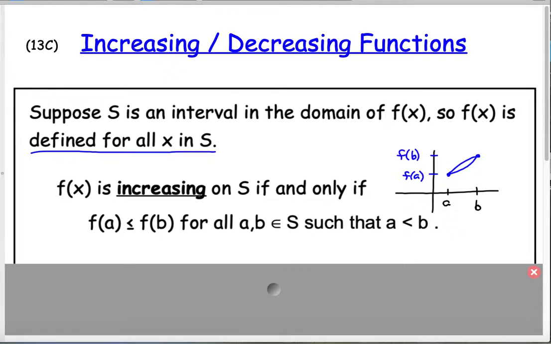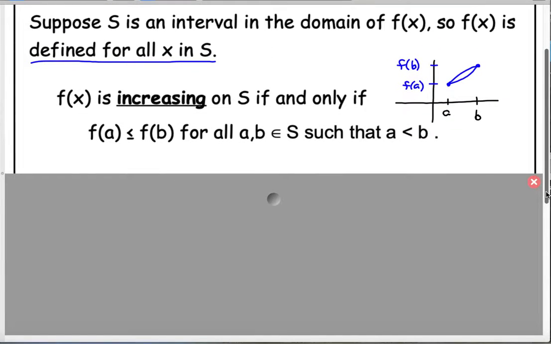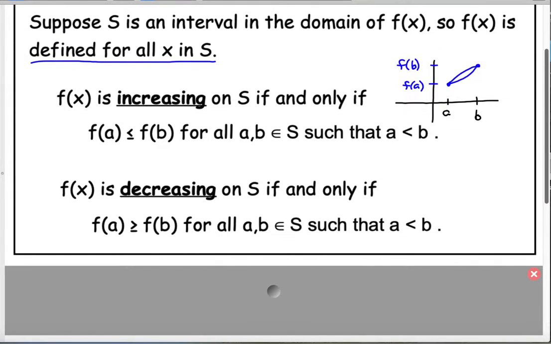And on the other hand, decreasing is going to be just the opposite, and that would be that f of a is greater than or equal to f of b, and that would just switch the order. So that would say that f of a is going to be higher than f of b. So then our function is going to be decreasing or going down.